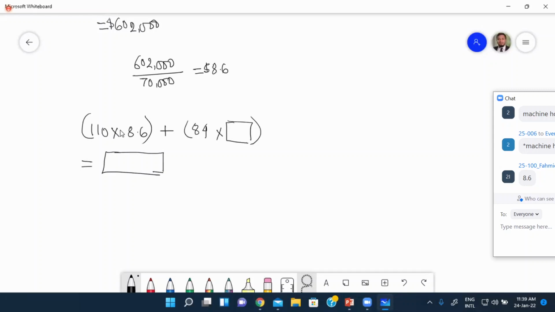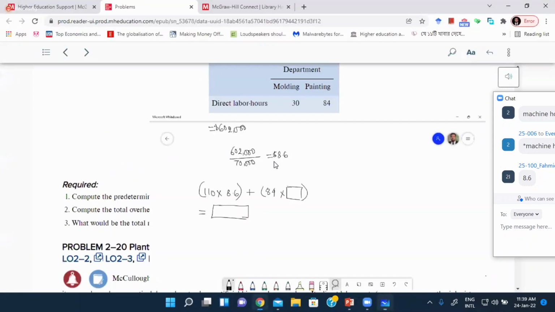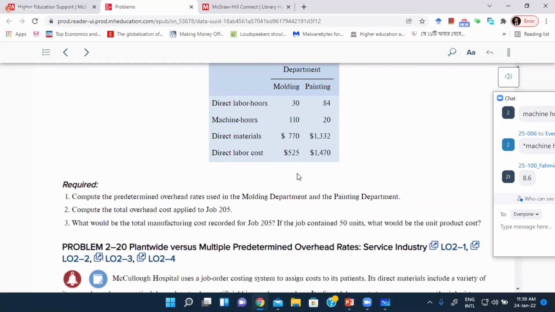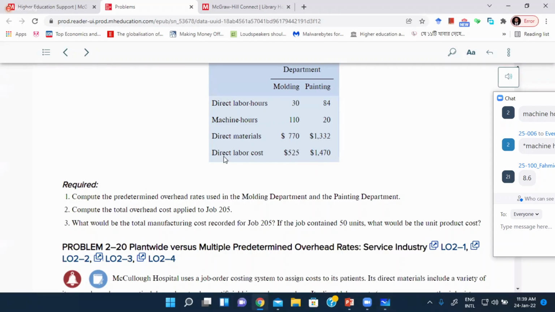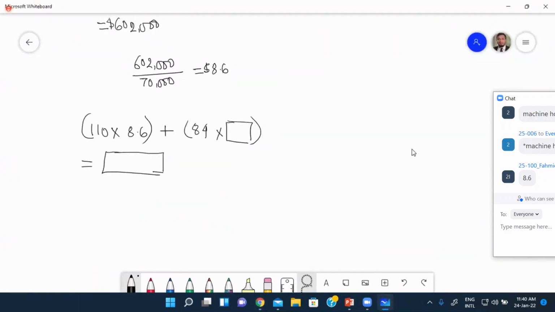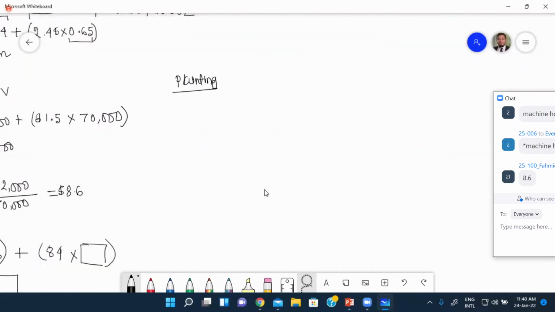110 multiplied by 8.6. So here we need to write for machine manufacturing overhead 946. And for painting, as painting is a labor intensive department, we need to take the 84 labor hours. We need to multiply this by the painting overhead rate, which you are supposed to calculate here in this part.